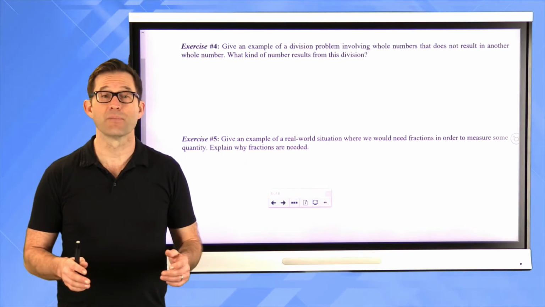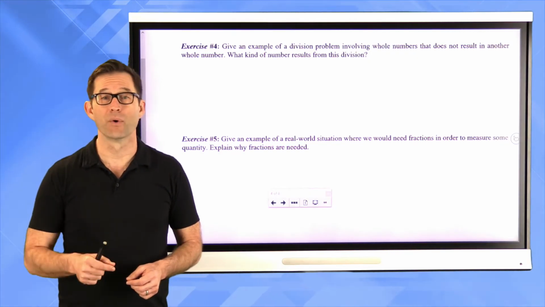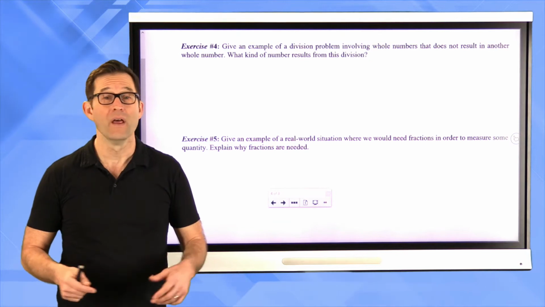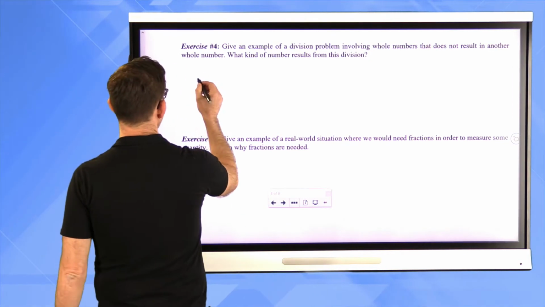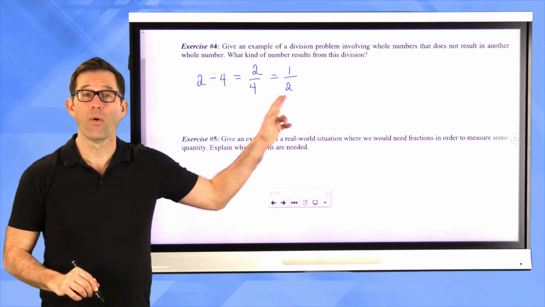Well, there's tons of examples. In fact, there's more examples of dividing 2 whole numbers to get a non-whole number than there is dividing 2 whole numbers that does give you a whole number, right? So just pick anything. Like, for instance, I like something like 2 divided by 4, right? I can always write any division problem as a fraction, and 2 divided by 4 is 1/2, right? That is definitely not a whole number.